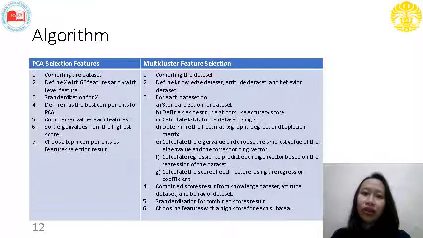Here is the algorithm that we use in our work. First, on both algorithms, we compile the dataset. Second, apply standardization on each dataset. Third, define the number of components to be used in the PCA algorithm and the number of eigenvectors to be used in the MCFS algorithm. Fourth, run the algorithm for PCA and MCFS feature selection, and last, choose features based on the score on the algorithm.